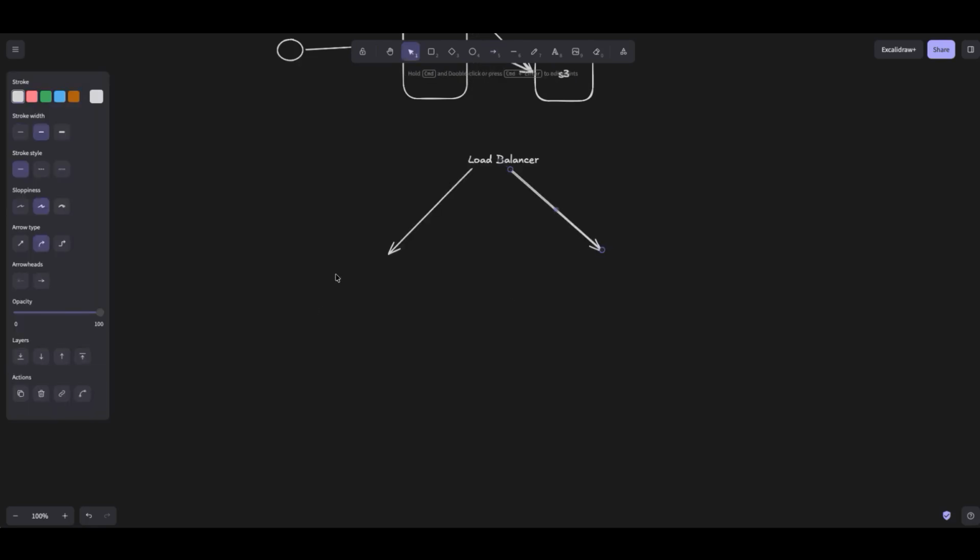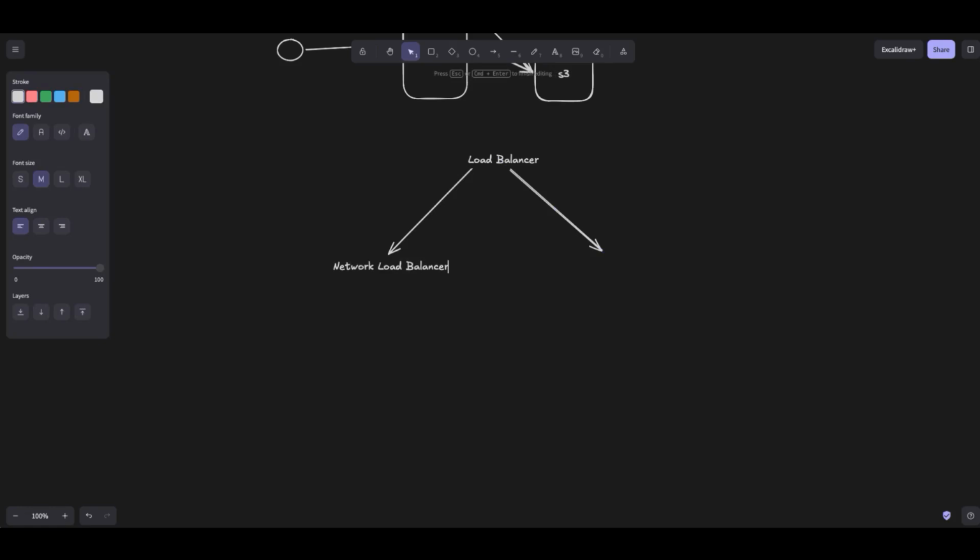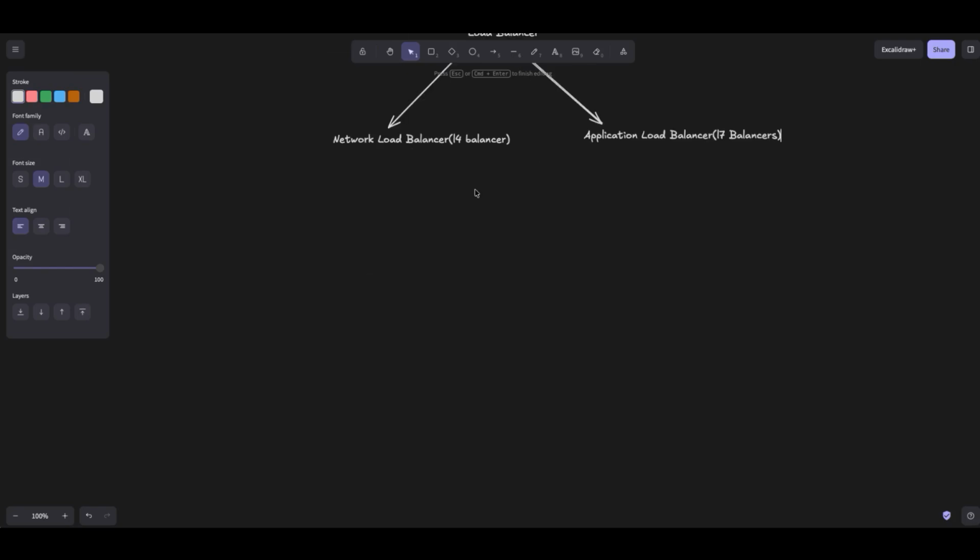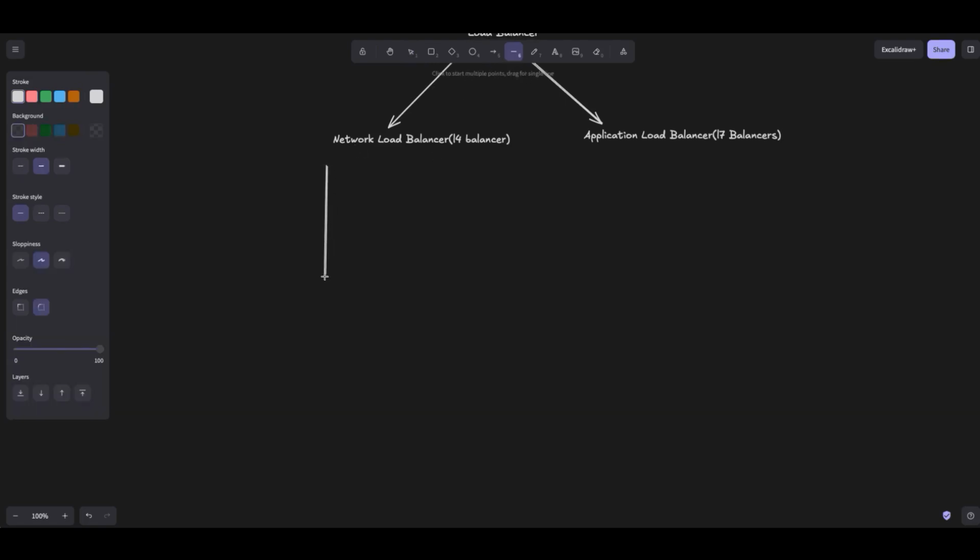There are two types of load balancers. First is the network load balancer, also known as L4 balancers. Second is the application load balancer, also known as L7 load balancers. Now we will look into each one of those types in detail as well. Just for basic information, the network load balancer is faster, and each type of load balancer can access a certain kind of data and they operate based on that.